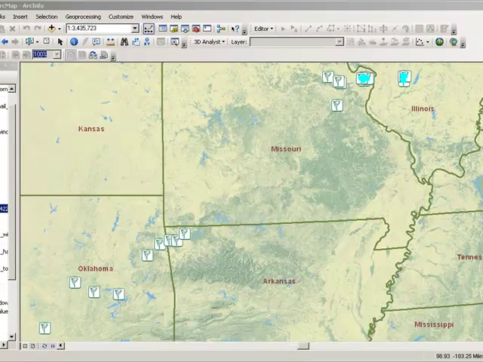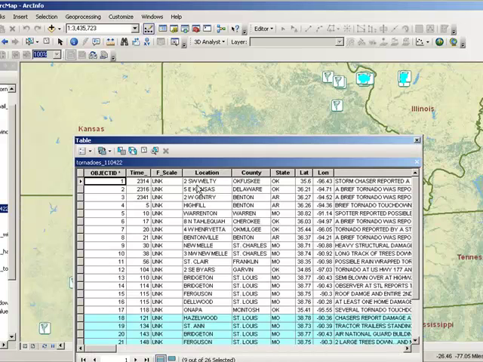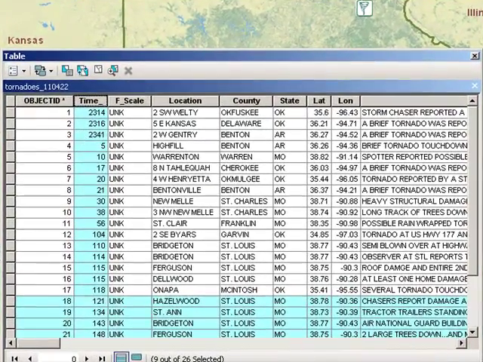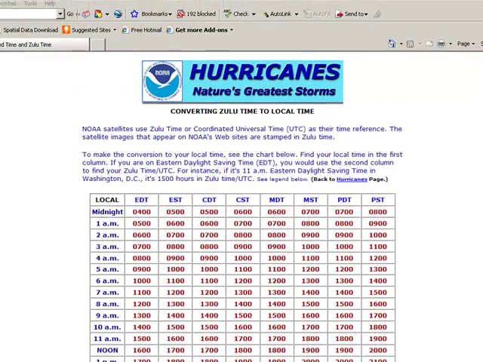The times given in the data tables are in Zulu time, or Coordinated Universal Time. Let's take a look at this time scale right here. See the following table for converting UTC to the time zone in the central USA during the time of the tornadoes, Central Daylight Time, or CDT. Here is the conversion table that I was talking about.